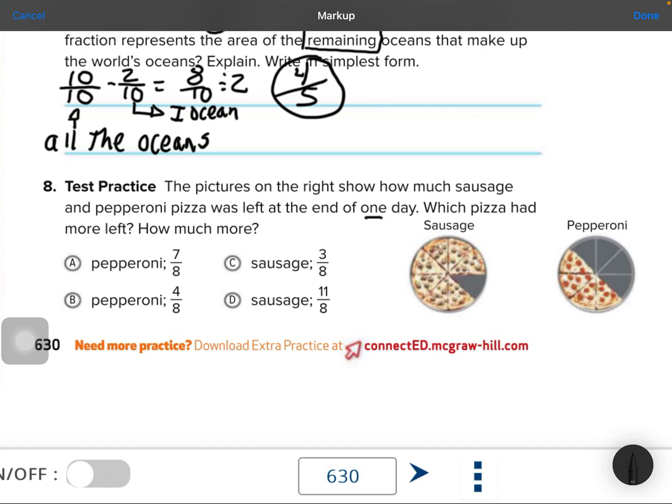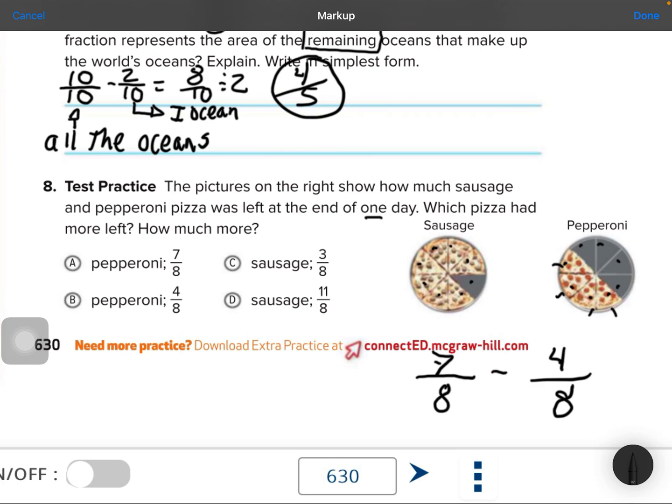I like to work it out the equations. So I'm going to count. 1, 2, 3, 4, 5, 6, 7, 8. There's 8 total pieces. And out of those 8 pieces, there are 7 pieces left. Okay. Pepperoni piece. 1, 2, 3, 4, 5, 6, 7, 8. There's 8 total pieces. And out of that one, there's 1, 2, 3, 4 pieces left.